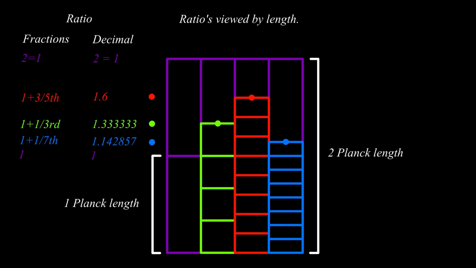As you can see, I've depicted the ratios in fraction form and decimal form. Starting off with the first being 1.142857, which is a system of 7. That is the ratio in decimal form, and in fraction form, it's 1 Planck length plus 1/7. Moving up to the equilateral system of 60 degrees, the ratio of 1.33333 is 1 Planck length plus 1/3. Moving up to the system of division of 5, which is phi, has a ratio of 1.6, or in fraction form, it is 1 plus 3/5.